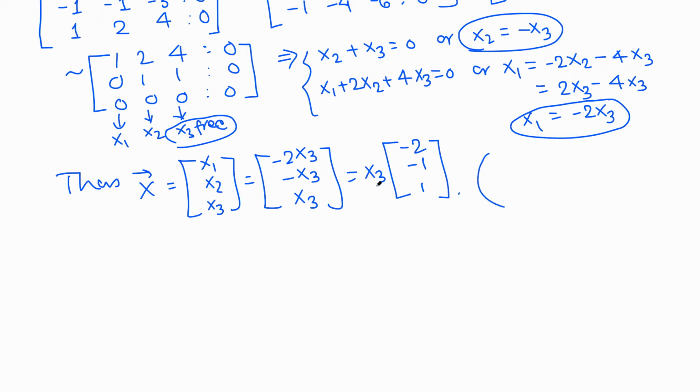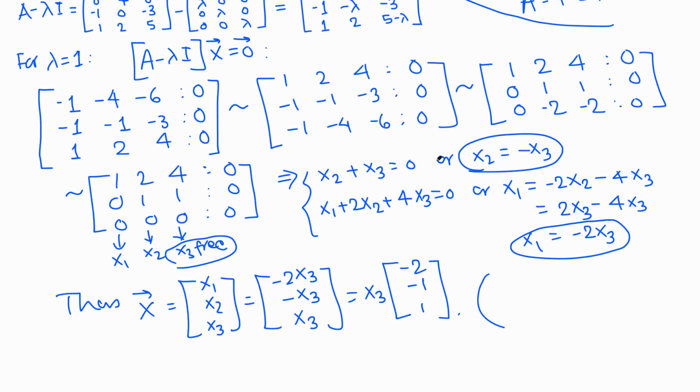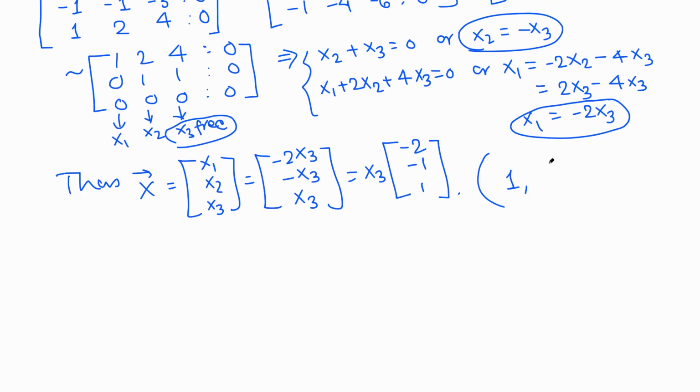So thus for lambda equals 1, we have this eigenvector negative 2, negative 1, 1. Okay, if you think there are a lot of negatives, we can multiply this vector by any non-zero number and still get an eigenvector. So we could have multiplied by negative 1. That would make 2, 1, negative 1. So this is an eigenpair.